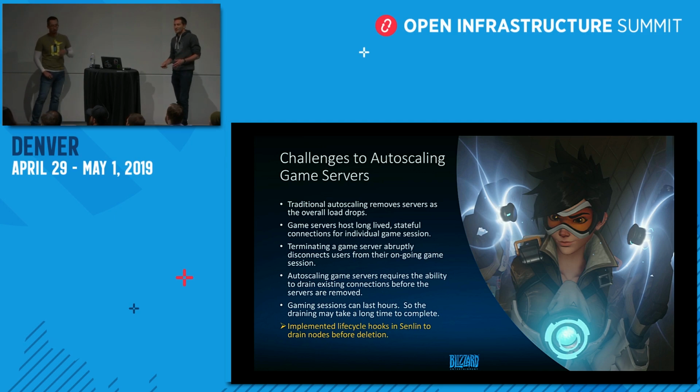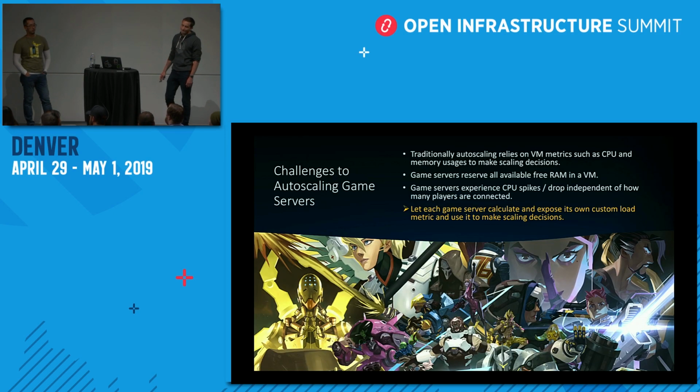And the gist of it is any sort of interruption in a game, whether that be even 1 second, can dramatically impact a player's experience. So it could be the difference in whether or not you secure a kill or capture an objective. So we really need to maintain the state of the server when we are doing any sort of changes to the server infrastructure. The way we fixed that problem was we implemented lifecycle hooks in Senlin to drain the nodes before they were deleted, which allowed us to make sure that there were no players on there when we decided to do something to it.